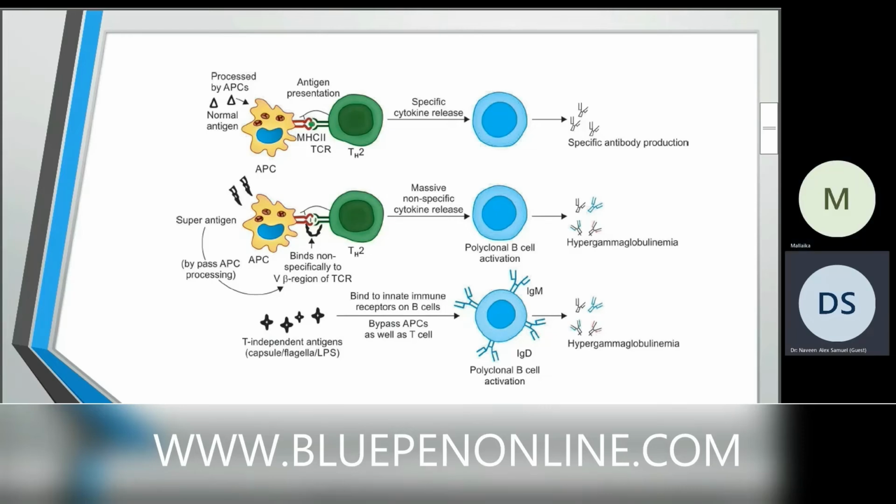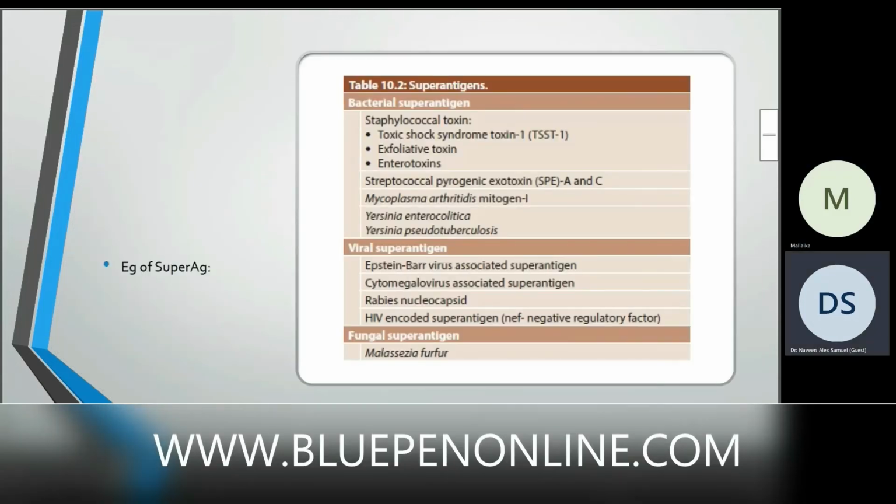So this is a flowchart. You can just go through it before the exam. You will remember this flowchart. Yes. Then next, what are the examples of superantigens?